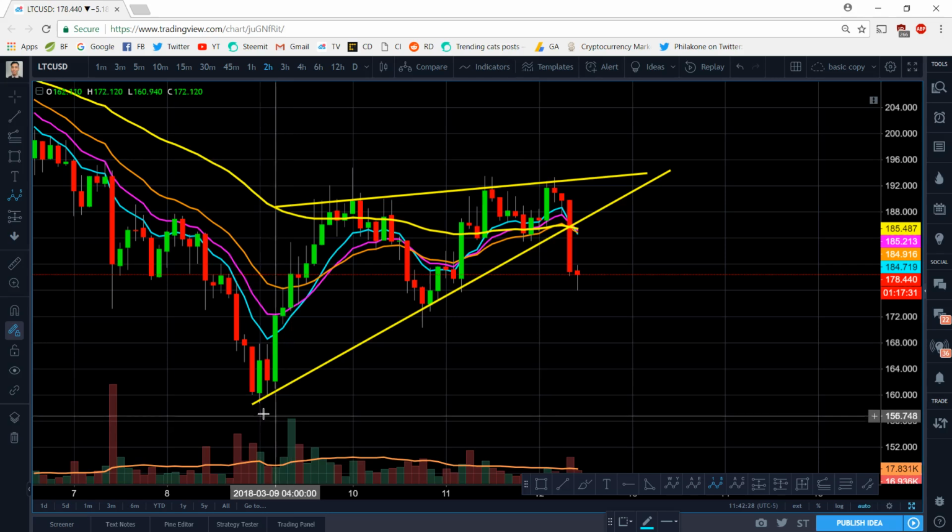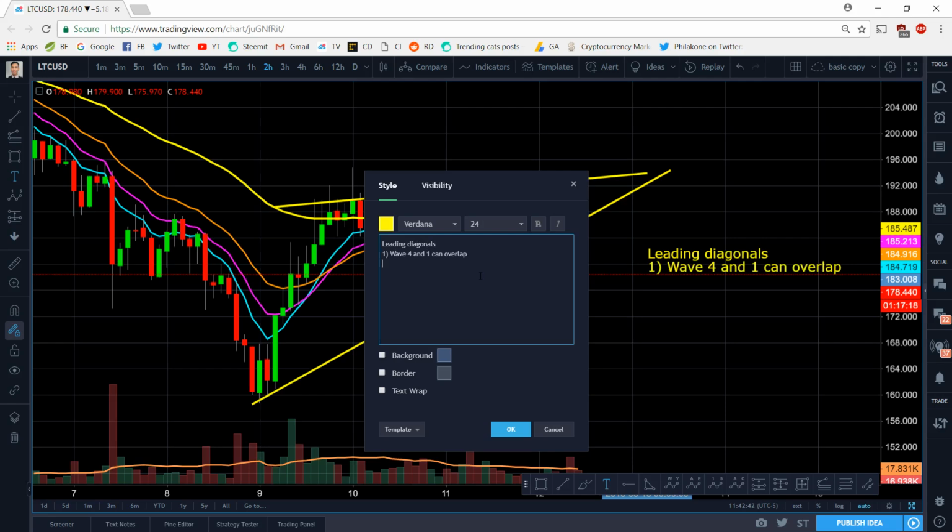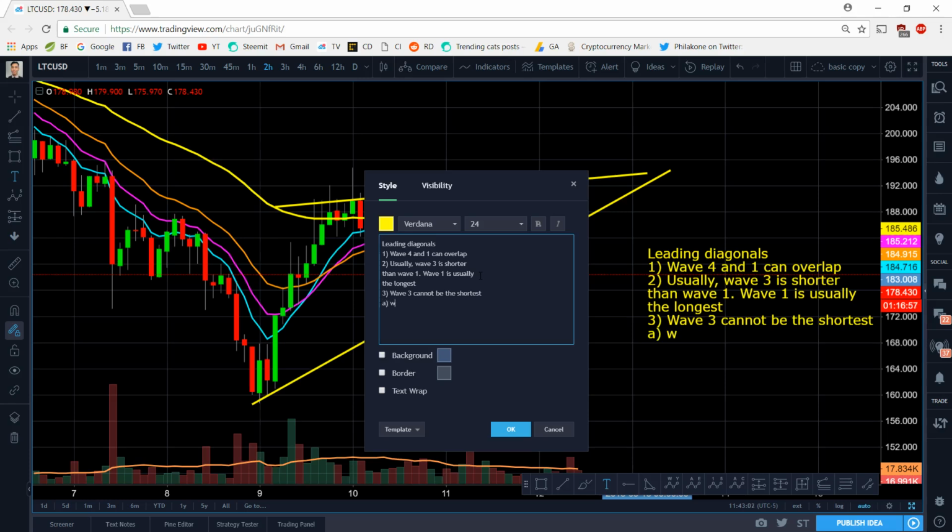And the way we would count our Elliott wave is like this. Remember this rule, guys, that I'm going to write out for you, okay? The rule goes like this for leading first wave diagonals, right? Wave 4 and wave 1 can overlap, okay? Usually, wave 3 is shorter than wave 1. Wave 1 is usually the longest, right? And we also have to remember that wave 3 cannot be the shortest, which means that wave 3 can be longer than, or can be shorter than wave 1. Can be shorter than wave 1, but has to be longer than wave 5.